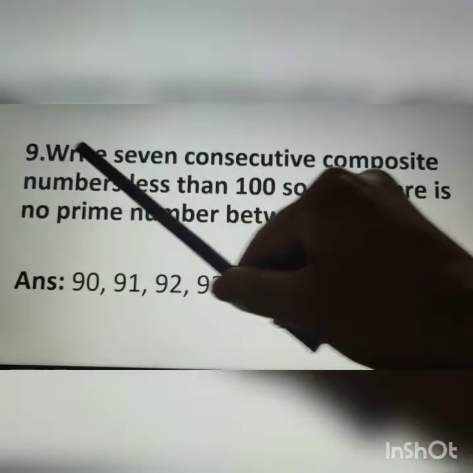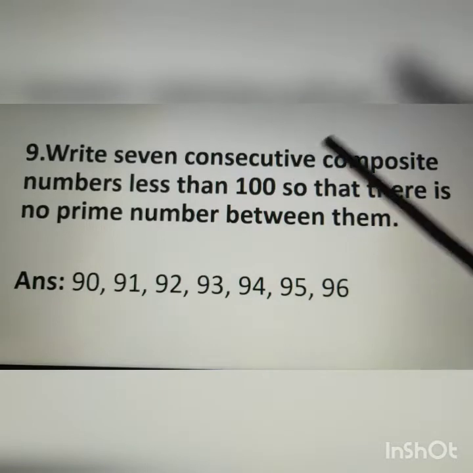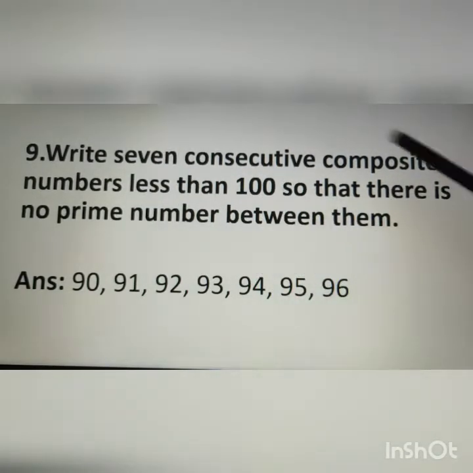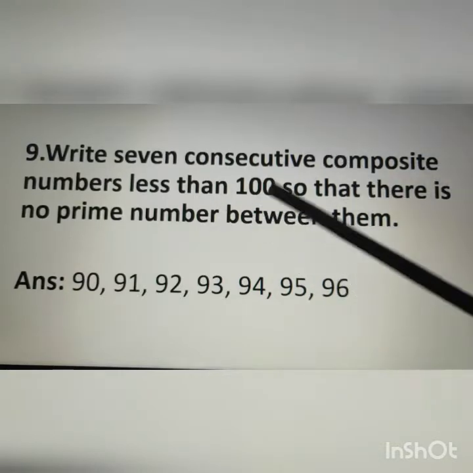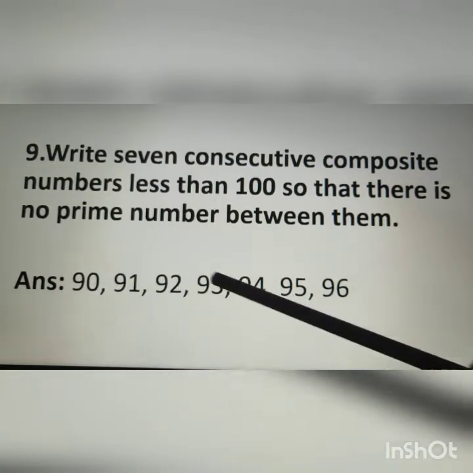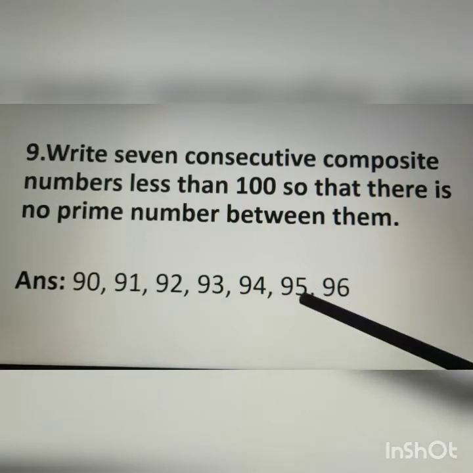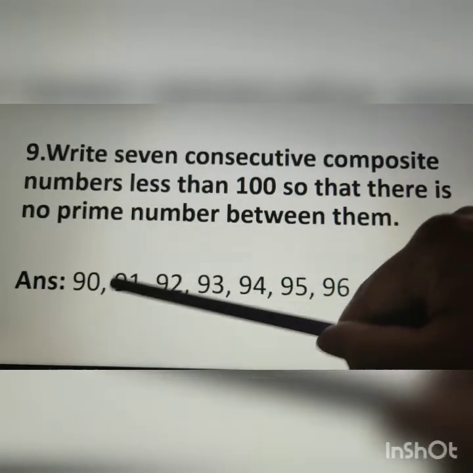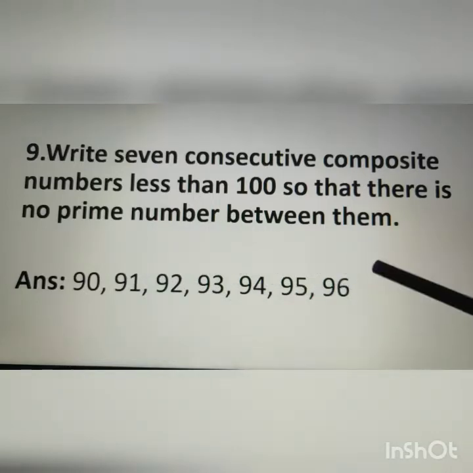Question number 9. Write 7 consecutive composite numbers less than 100 so that there is no prime number between them. So 7 consecutive composite numbers less than 100 are 90, 91, 92, 93, 94, 95 and 96. In between these numbers there is no prime number.